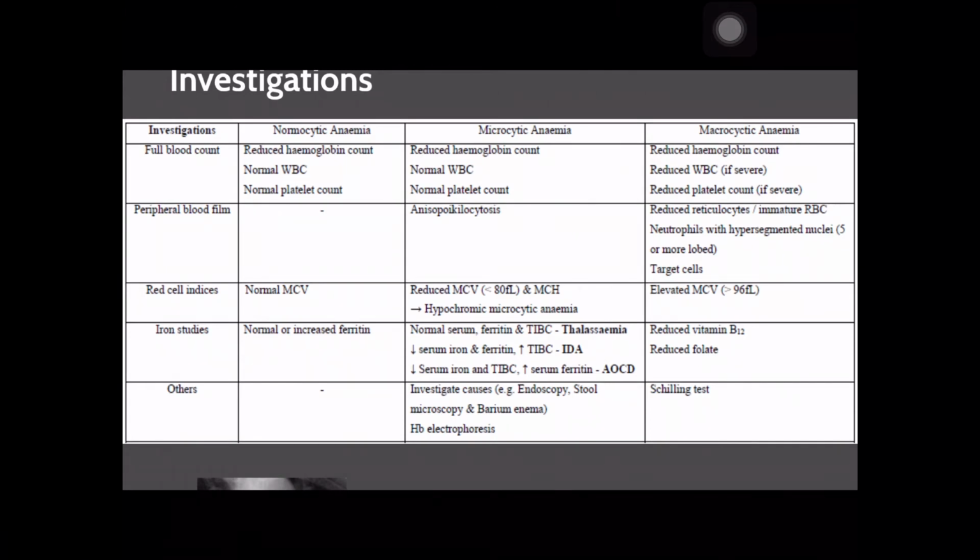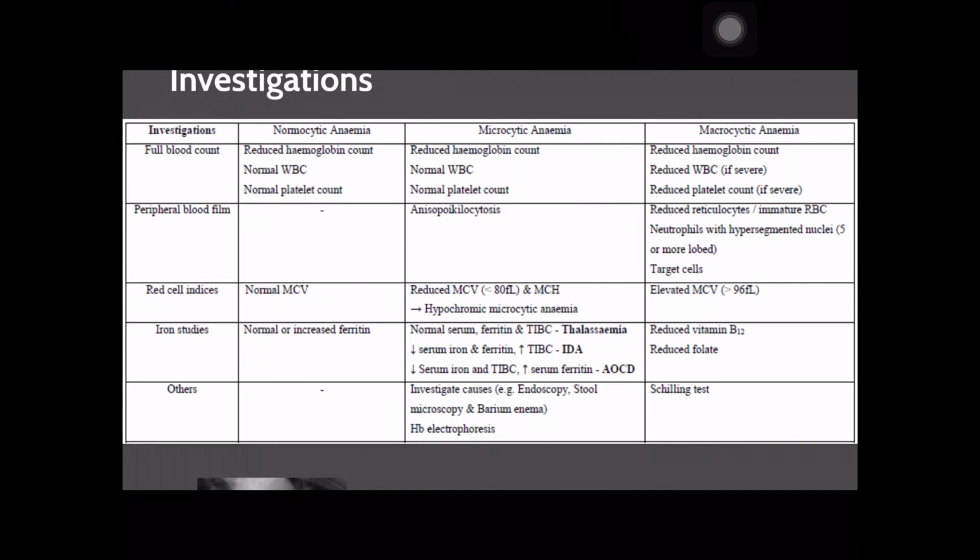In full blood count of macrocytic anemia, they have reduced hemoglobin count, reduced white blood cell count, and reduced platelet count if severe. In peripheral blood film of macrocytic anemia, they have reduced reticulocytes, neutrophils with hypersegmented nuclei, which are 5 or more lobes, and target cells. Mean corpuscular volume that is higher than 96 is considered macrocytic anemia, and in the blood study of macrocytic anemia, they have reduced vitamin B12 in vitamin B12 deficiency and reduced folate in folate deficiency.